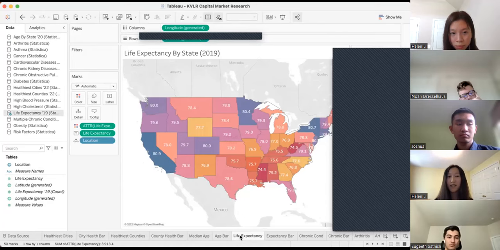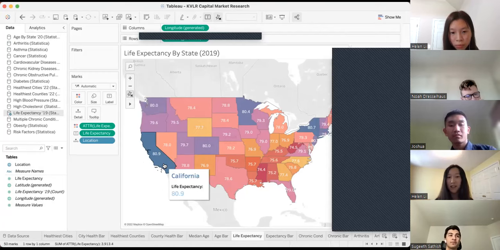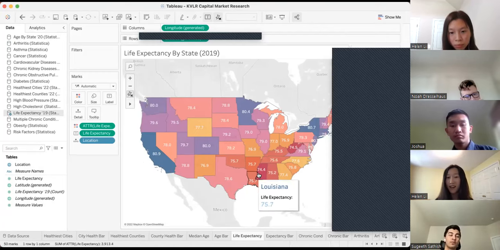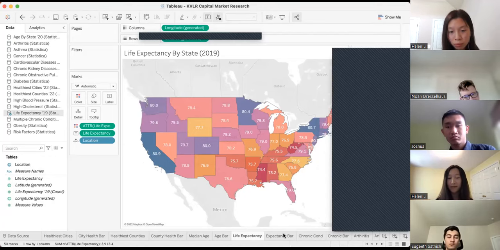The next map is on life expectancy by state. We can see California has a really high life expectancy at 80.9 years old. And we can see that also Alabama and Mississippi, West Virginia, they have the lowest life expectancies in the United States at around 74.4 years old, which is around 5 years lower than the highest state.